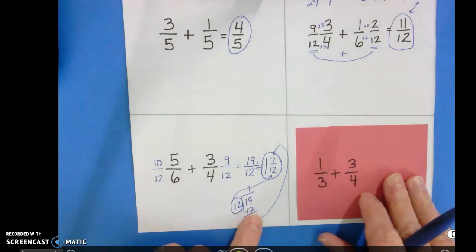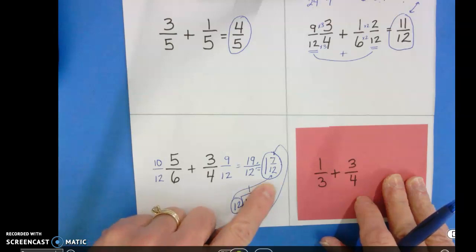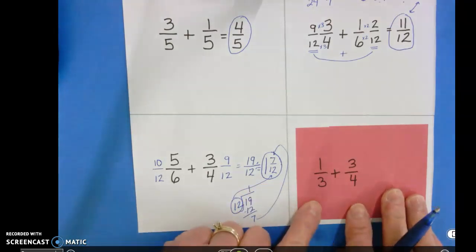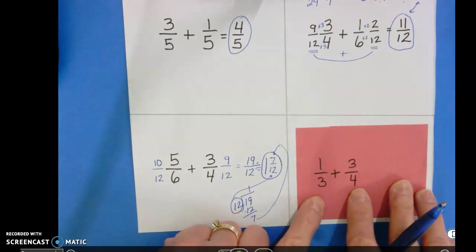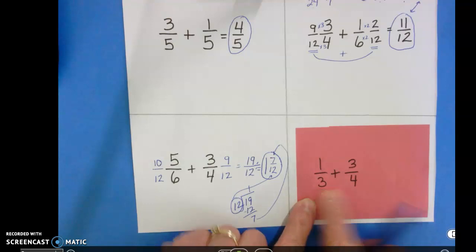So that's an interesting one. You may get a sum that is an improper fraction. Make sure you turn it into a mixed number. What about this one? 1/3 plus 3/4. Well, can I use multiplication to go from a 3 to a 4? No, I may not. So I have to think, what is a common answer?